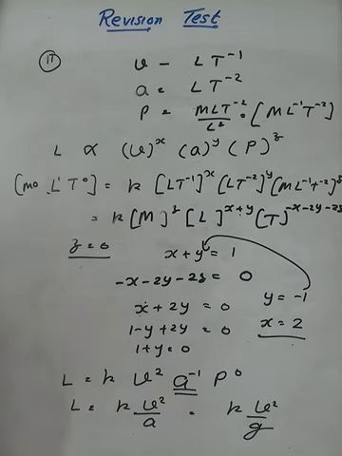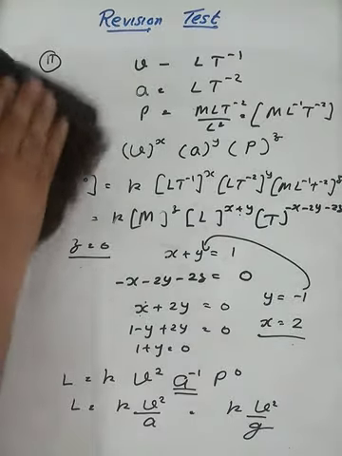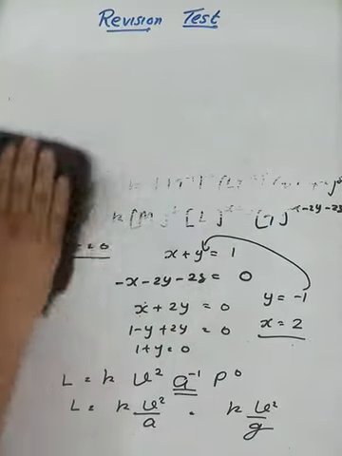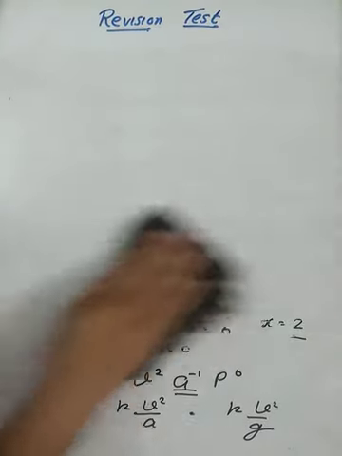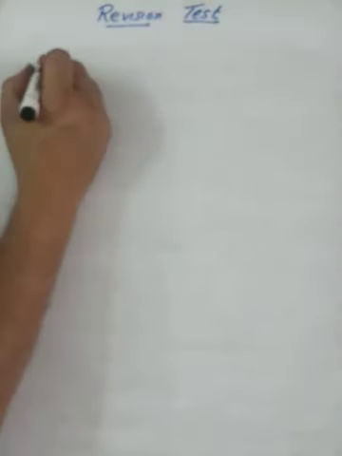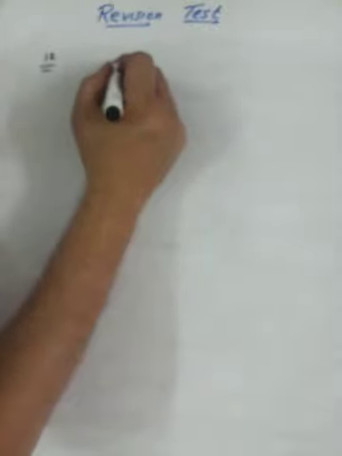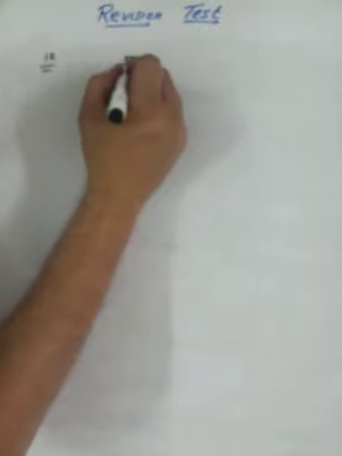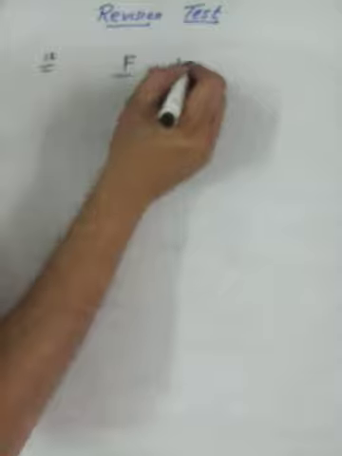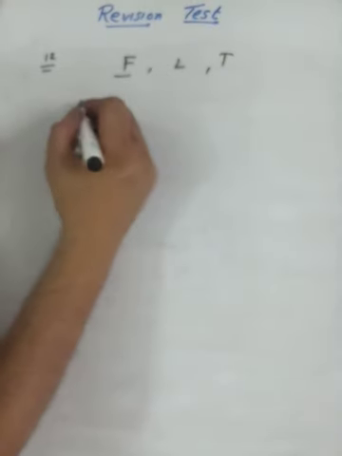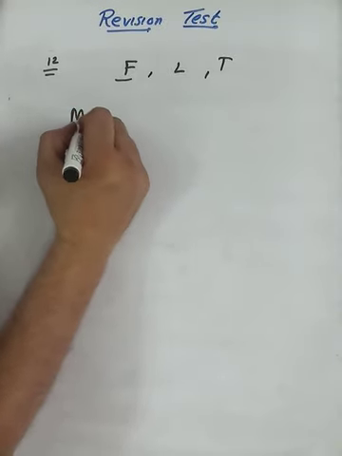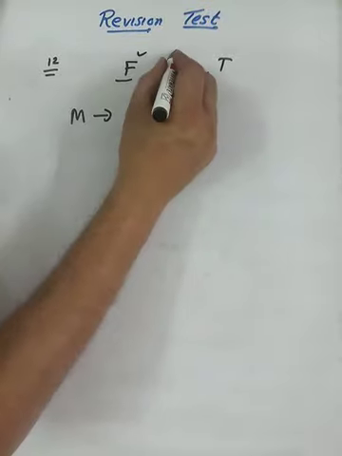Now next, question number 12. There is another method also to obtain answers to this type of questions. Let's come to question number 12. In question number 12, again the same type of question. If the fundamental units are force F, L and T, then find the dimension of mass. You have to find mass in terms of F, L and T.